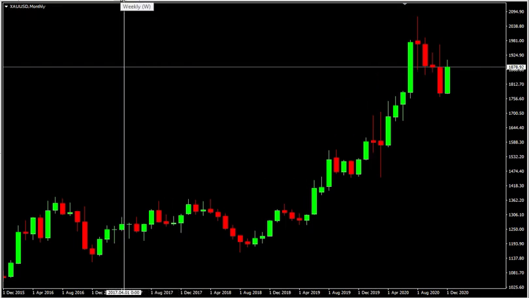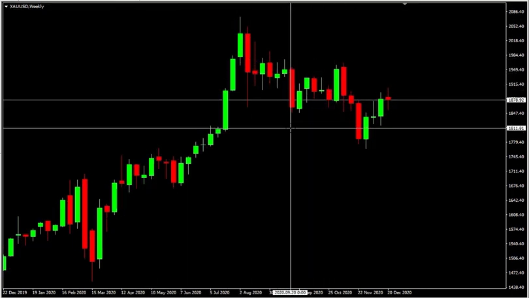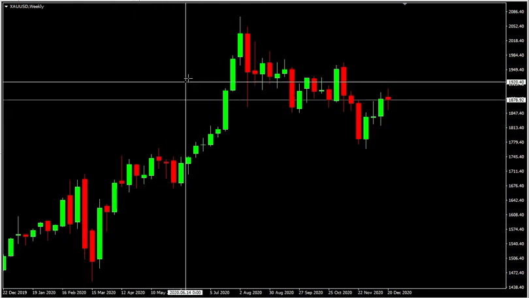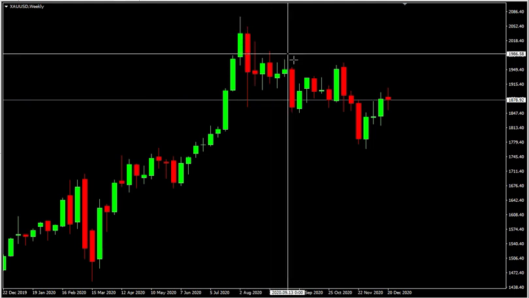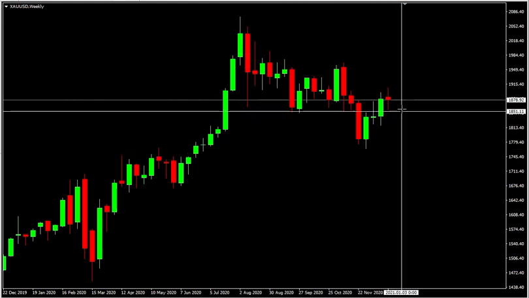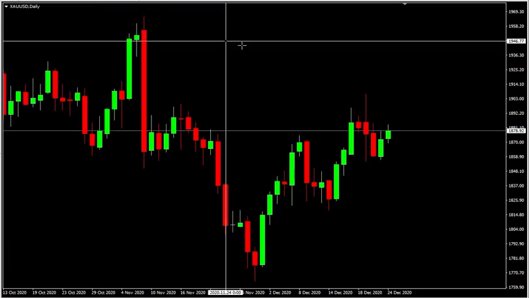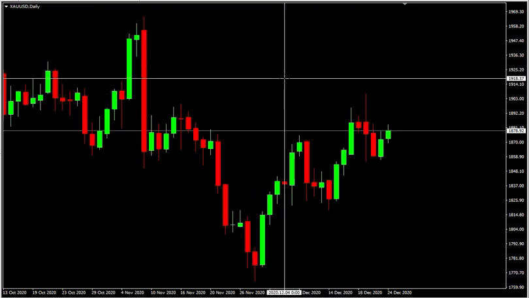Let's go to weekly chart. Now this is the weekly chart, and you can see for so many weeks it came up, came back down, and then started going back up. Now we're going to go down to daily chart.